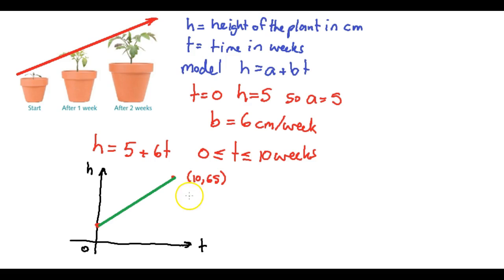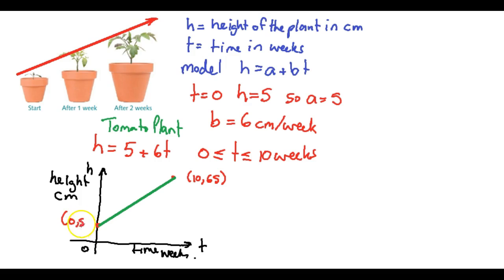Now that's our model for our tomato plant. So I might put a heading, tomato plant. I should also put some more information on the axes. H is height, and it's in centimetres. And T is time, and this is in weeks. And I forgot to label my point here, so I should do that now. That's the point (0, 5). It was 5 centimetres high when we started the experiment.